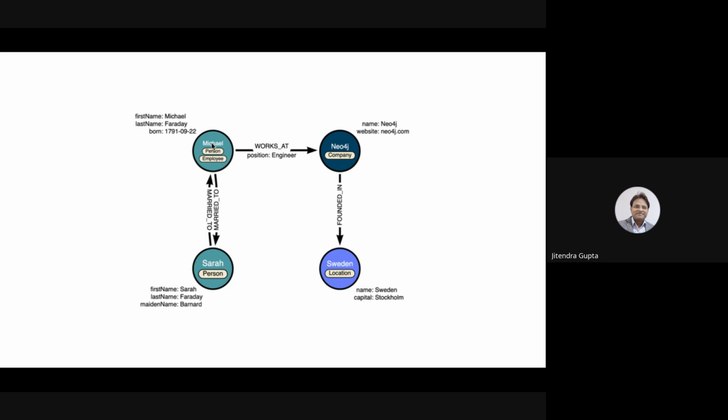Now let's see this diagram. If you see, there are four nodes, and the nodes are nothing but nouns, so it can be a place, a name, a thing, or a company. Here we have Michael and Sarah. These are two persons. They are probably working for the company Neo4j. Now, Neo4j was founded in Sweden, right?